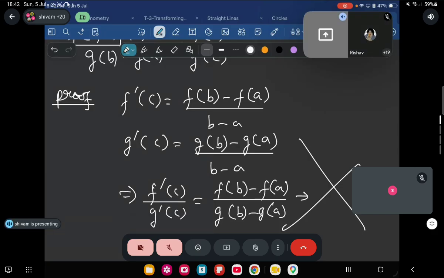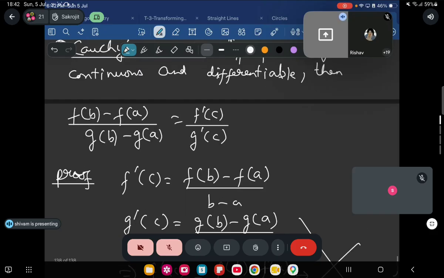You're copying so innocently. Let us understand. Raise your hand. Don't speak up in between. Yes, Som, tell me. If Rolle's is verified for g(x), then g'(c) would become 0. No, we are talking about LMVT, you are talking about Rolle's. We have used LMVT over here: f'(c) is equal to f(b) minus f(a) upon b minus a, and g'(c) is equal to g(b) minus g(a) upon b minus a. I have not even mentioned that f(a) is equal to f(b) or g(a) is equal to g(b). So no point in applying Rolle's.